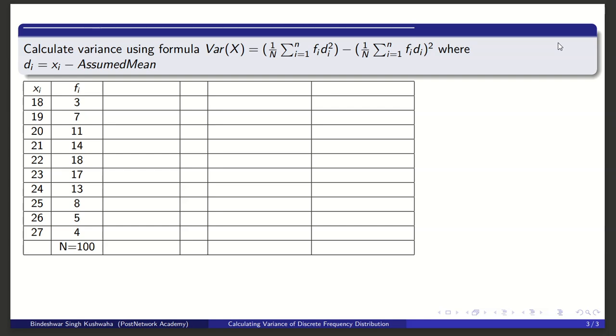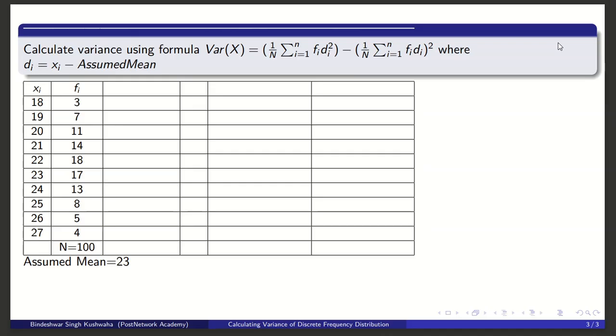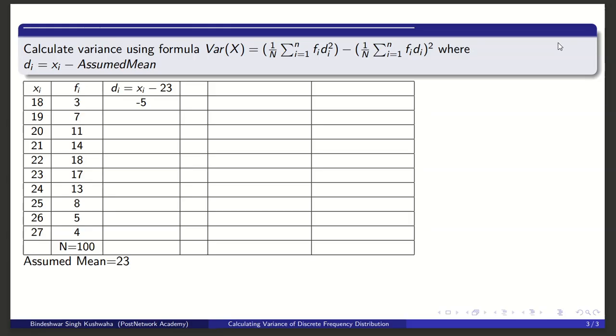We will calculate the deviation, which is di. So di is xi minus 23, where 23 is the assumed mean. If you calculate, you will get minus 5, because you subtract 23 from 18. Second, you will get minus 4, thereafter minus 3, minus 2, minus 1, 0, and you will get the other values.